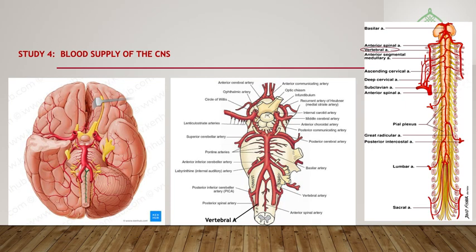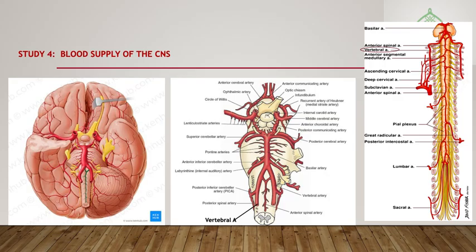And then there's something important: the anterior cerebral arteries tend to send in a branch that communicates with each other. This is referred to as the anterior communicating artery.